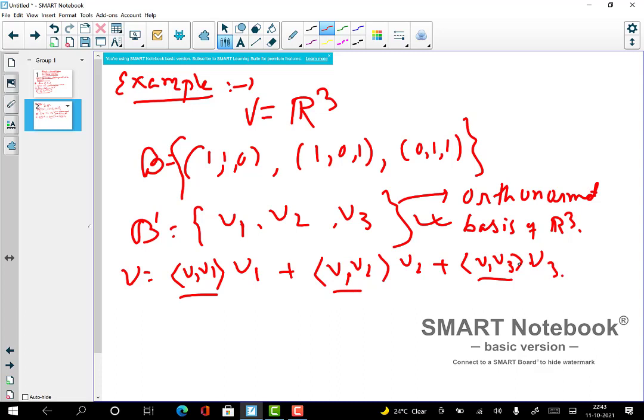So this is homework. We discussed in the last class how to find these betas, and then you find the coefficients of any vector v in terms of this given orthogonal basis.